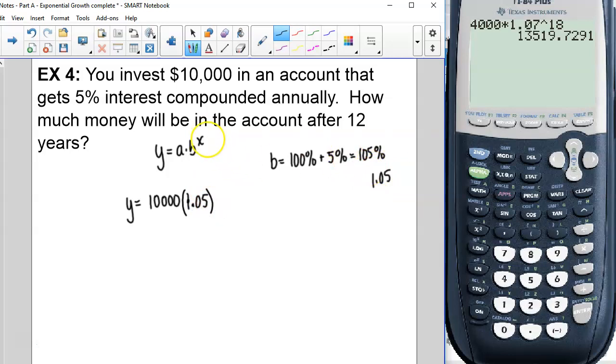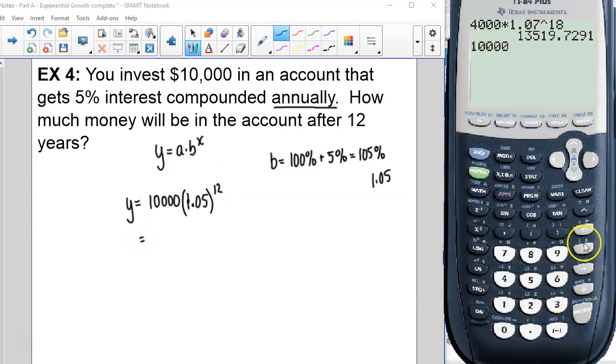Okay. All right. The X up here is always time. So it's the amount of time. So if we're compounded annually, then it's the number of years. So what number would we put there, Aiden? Aiden? 12. Okay. All right. So we just have to type this into the calculator.